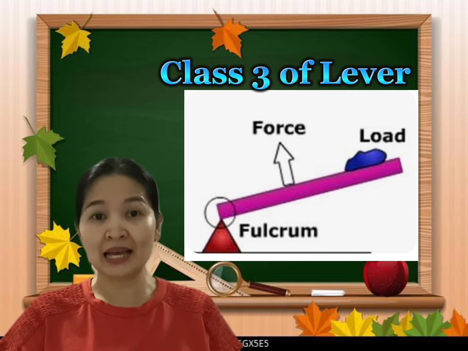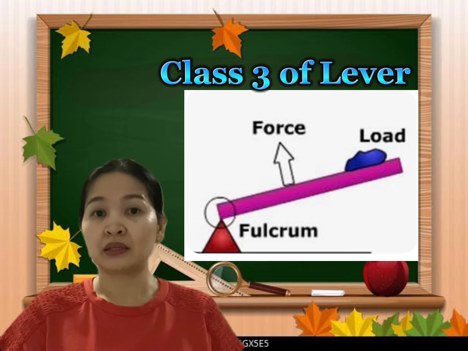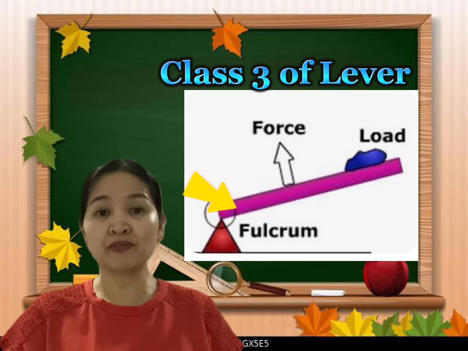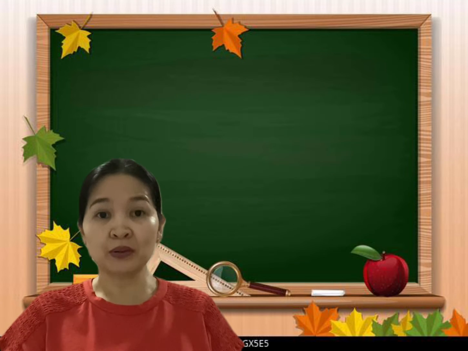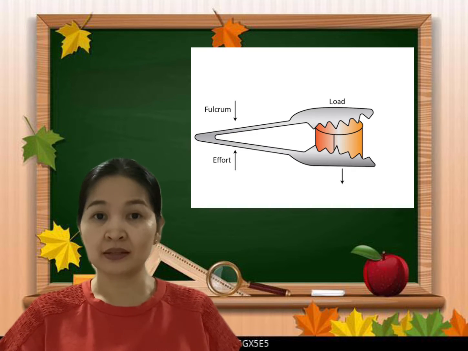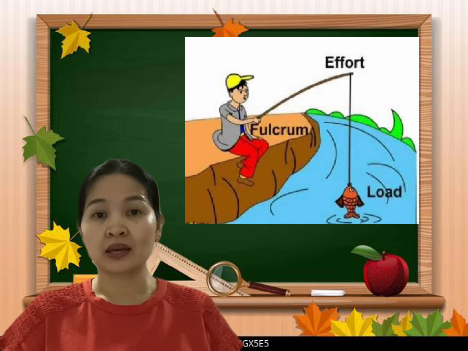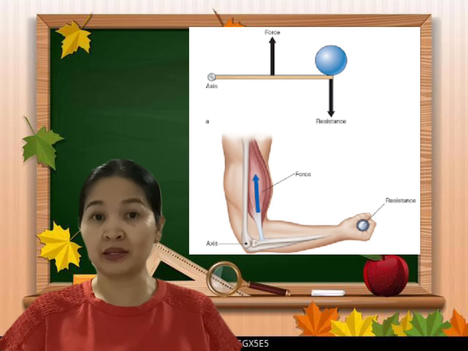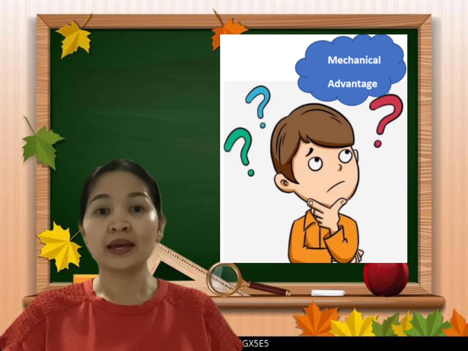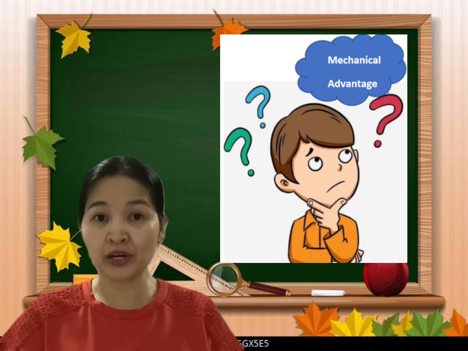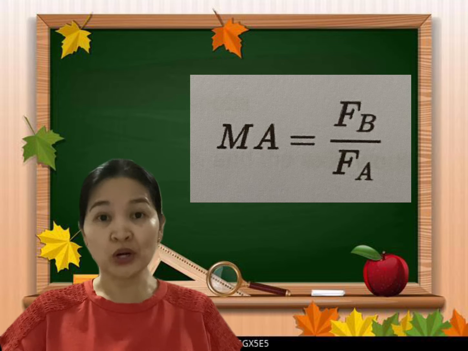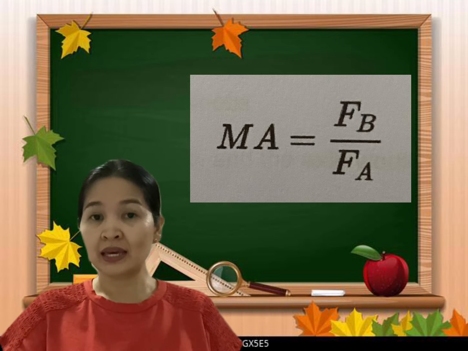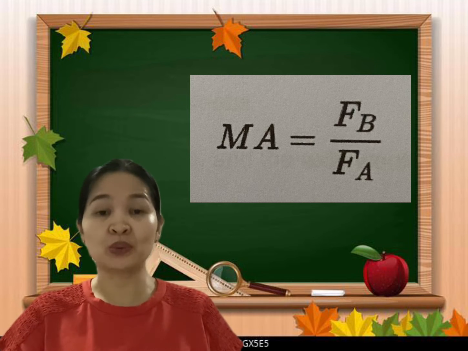In the third class of lever, the fulcrum is situated before or in front of the applied force. Examples are tongs, fishing rods, and the arm part of the human body. In getting the mechanical advantage for a lever, mechanical advantage is the force applied to B divided by the force applied to A.